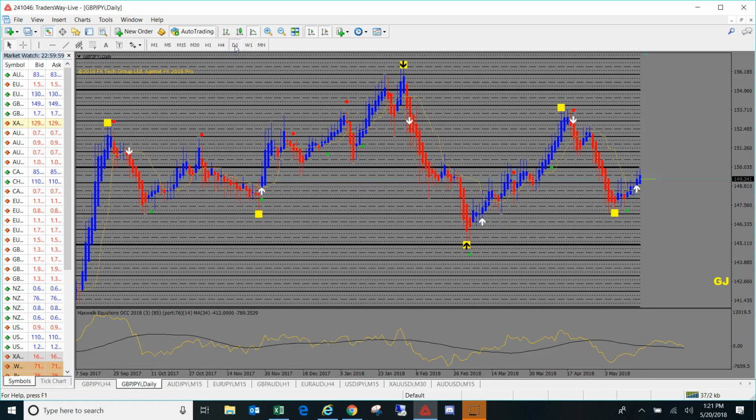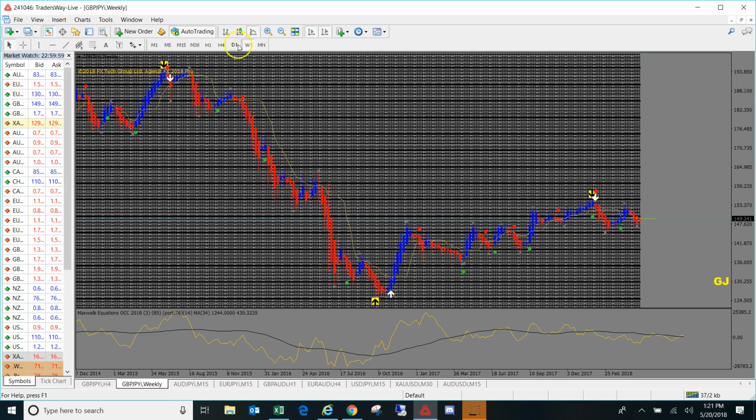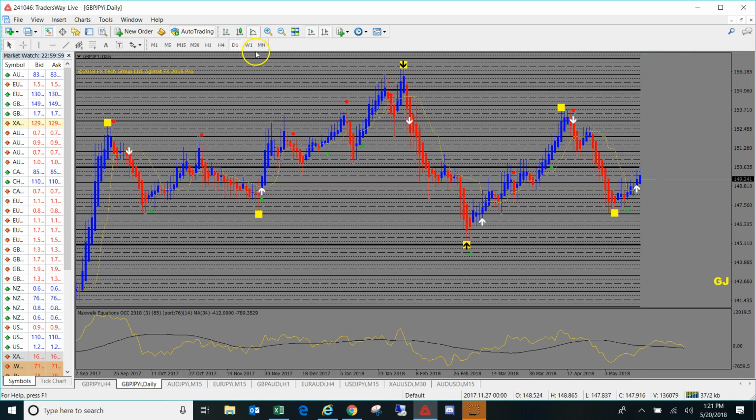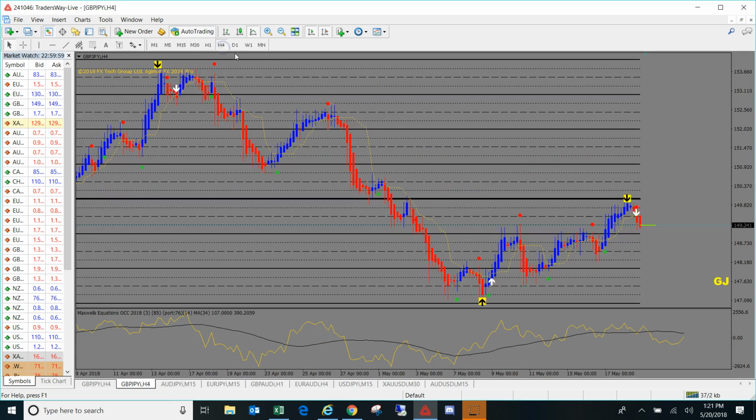Like I said, I like to start with the daily. Sometimes I'll look at the weekly and the daily just to get the overall trend. But as far as analyzing, I like to start with the 4 hour. And I don't care what type of trader you are, intraday, swing, scalper, it's still helpful. It doesn't matter what your trading style is.